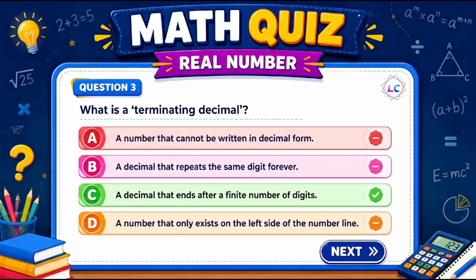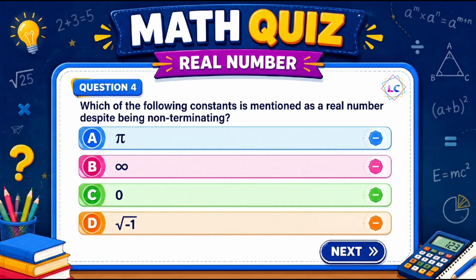What is terminating decimal? The right answer is option C. Click Next. Question number 4.